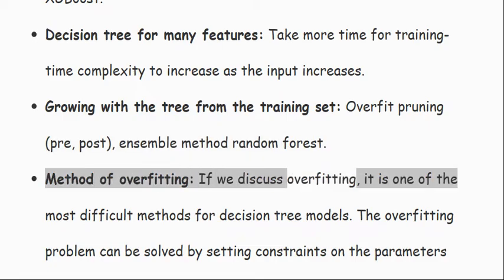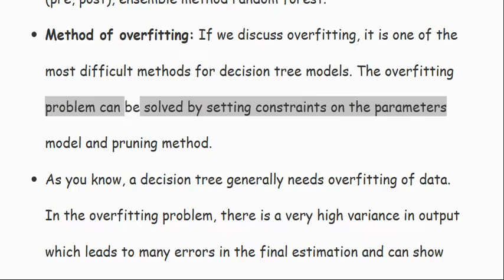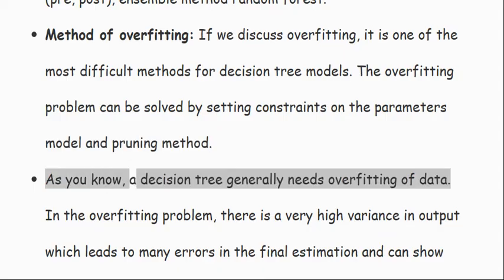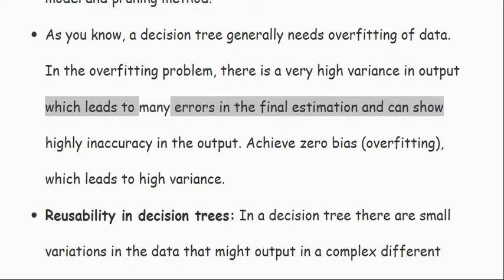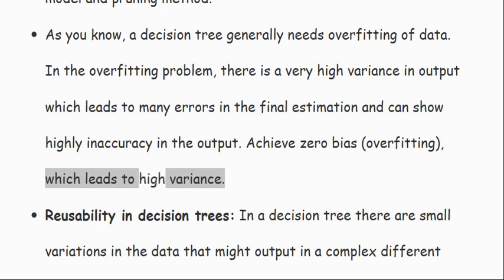If we discuss overfitting, it is one of the most difficult problems for decision tree models. The overfitting problem can be solved by setting constraints on the model parameters and by pruning. As you know, a decision tree generally tends to overfit the data. In the overfitting problem, there is a very high variance in output, which leads to many errors in the final estimation and can show highly inaccurate output. Achieving zero bias with overfitting leads to high variance.